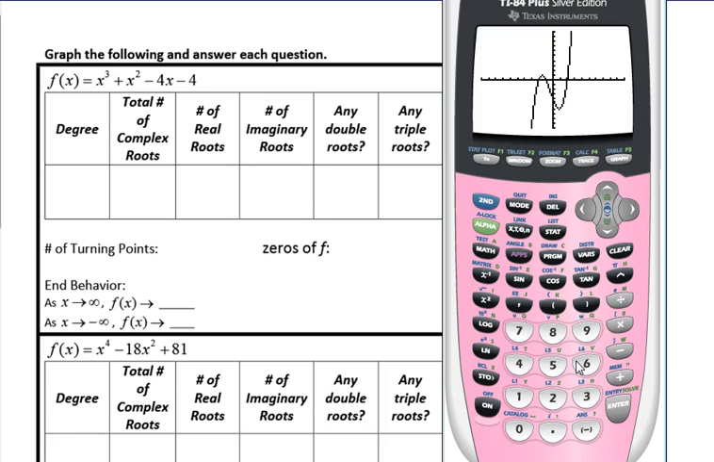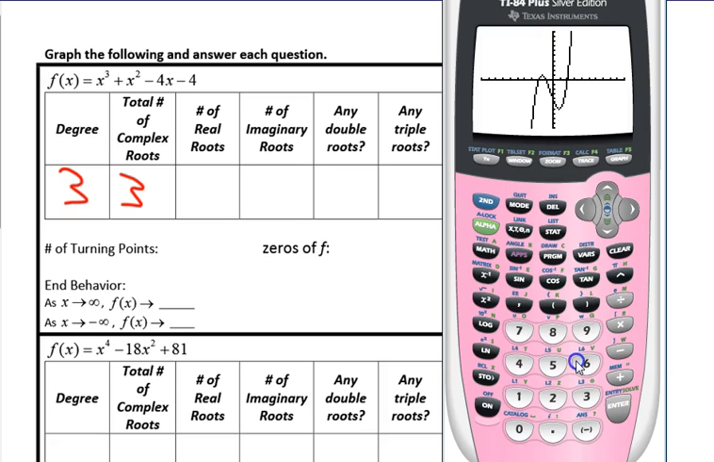Good? Alright, so what's the degree of this? What's the degree? 3, right? Because it's the highest exponent, so I have a degree of 3. Which means how many complex roots are there? 3, because complex roots equals the degree.